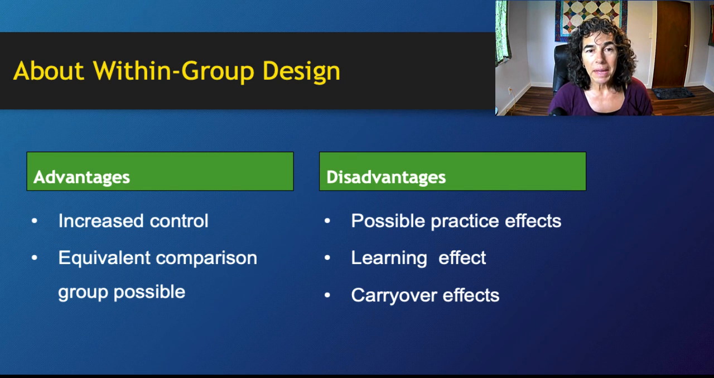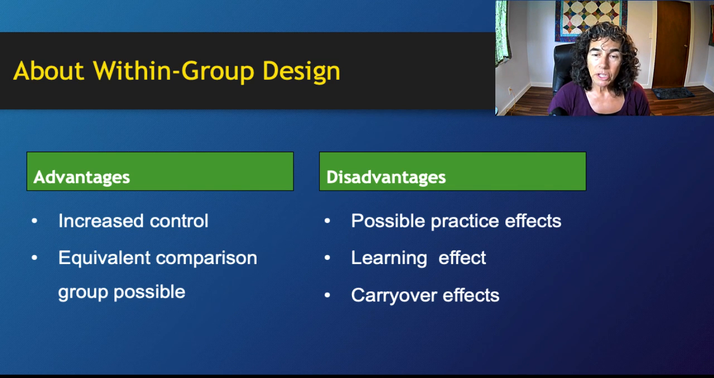So here are some advantages and disadvantages about within group design. And I think I've gone over a few of them. So advantages, you have increased control because there's your one group. You have an equivalent comparison. So each person is experiencing an intervention or two interventions, and we're comparing them, right? But the person is still the main unit. So you can actually compare intervention A and intervention B quite easily. And those are the two main advantages.